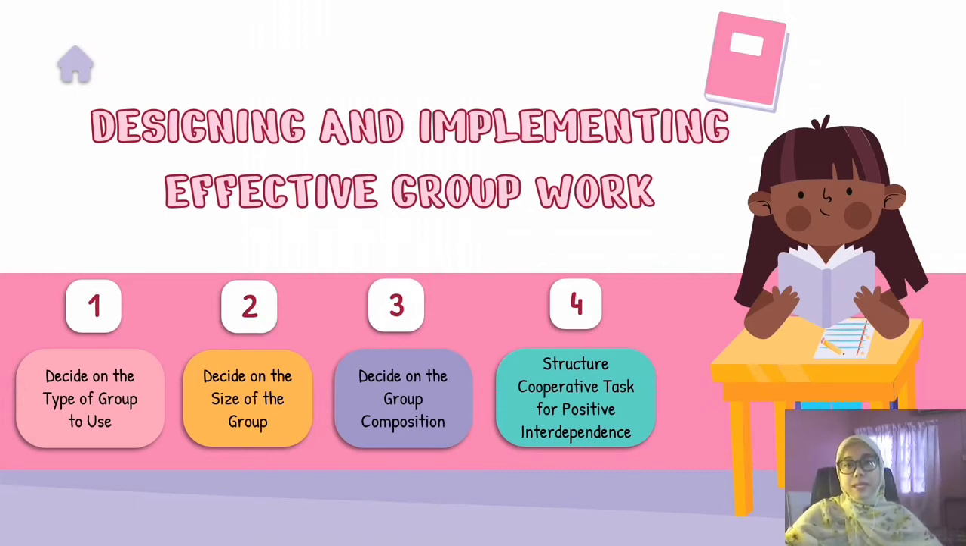I'm Aisyah Syahirah, the third presenter, and now I'll proceed with designing and implementing effective group work. In this part, we learn some general strategies for avoiding the pitfalls of group work. Here, we're going to focus on these 4 points: first, decide on the type of group to use; second, decide on the size of the group; third, decide on the group composition; and the last one is structure cooperative tasks for positive interdependence. So let's go through each point.